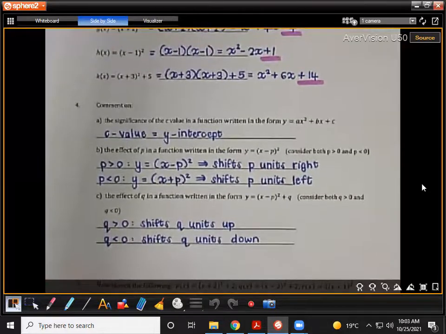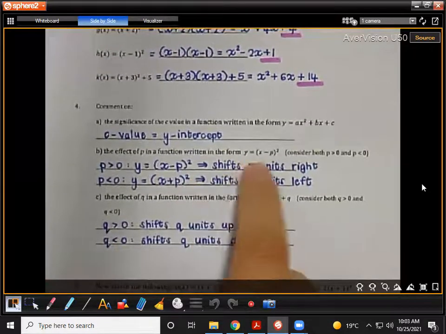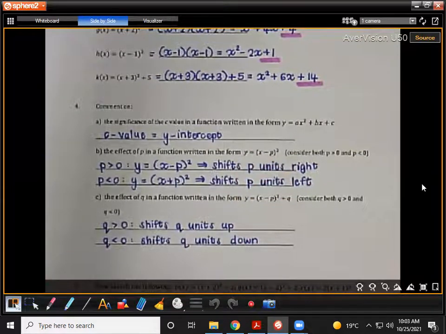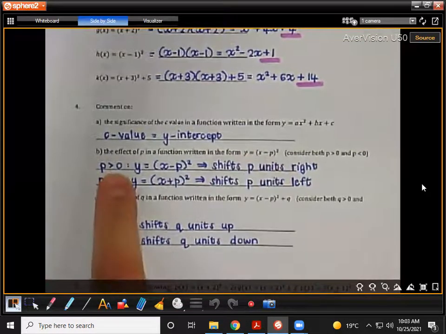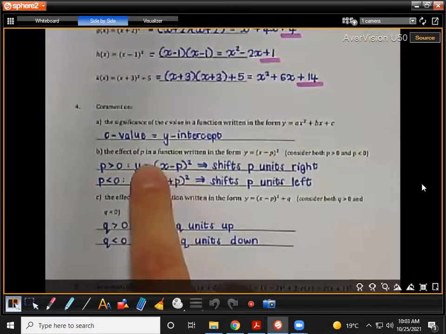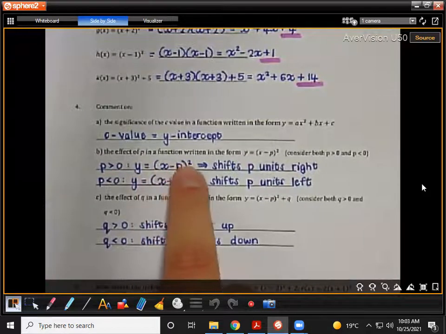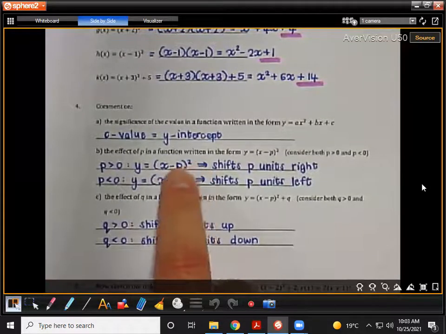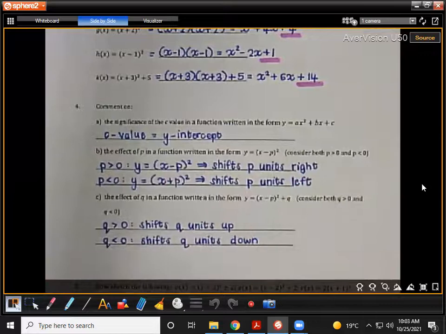Comment on the effect of P in a function written in this form. And you must consider when P is negative and positive. So if you have X minus P, but P is positive, then it's going to look like that, right? So if P is 1, for example, it will be X minus 1. Then it shifts P units to the right.